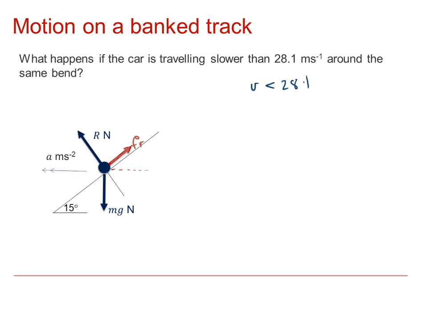So in both those cases, where a frictional force is involved, obviously the frictional force can only increase to a certain amount. So if you're going too slow around here, then the frictional force can't increase anymore, and therefore you will slide down the bank. If you're going too fast, going back to the previous one, then you would slide up the slope.